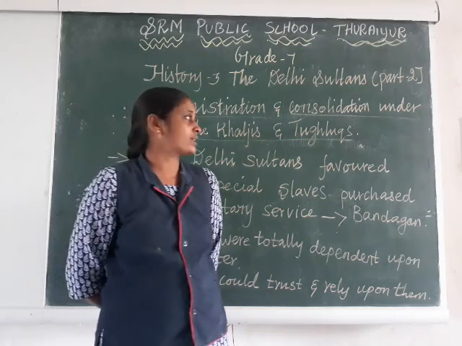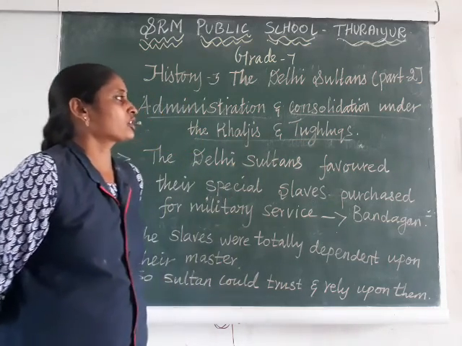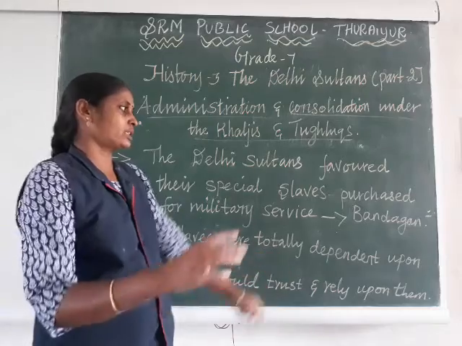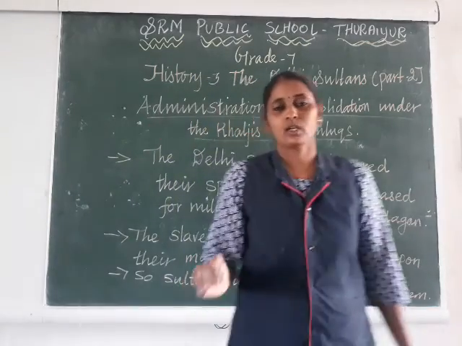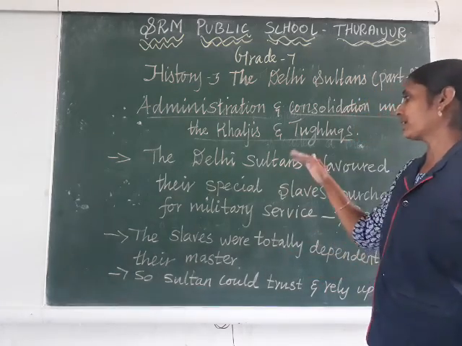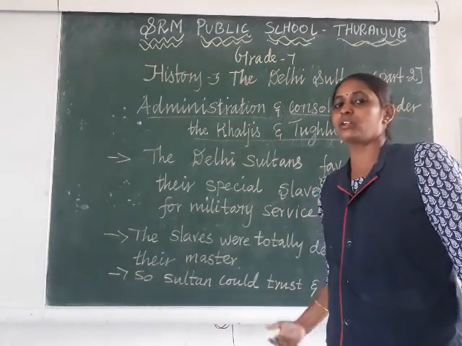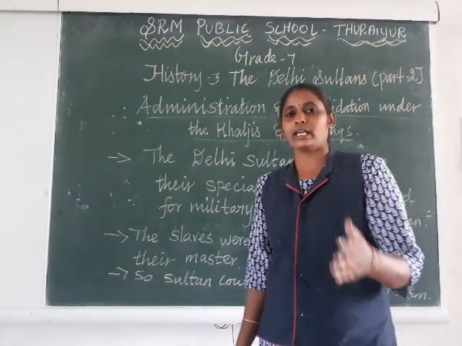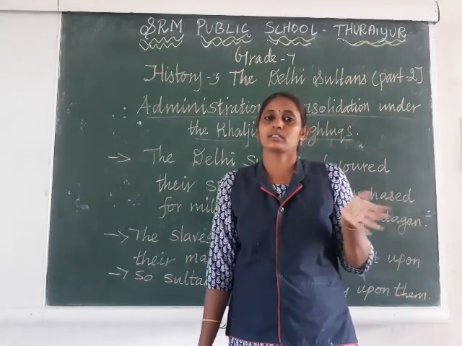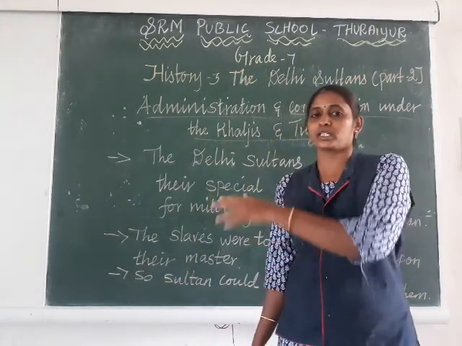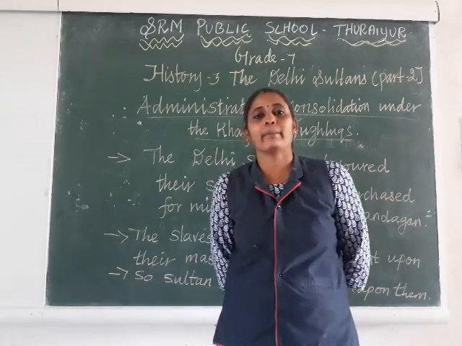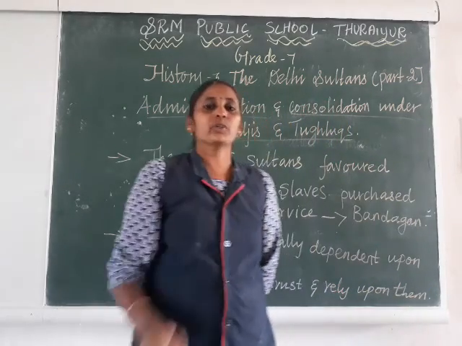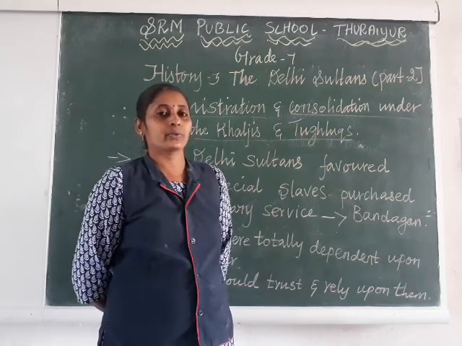So the next topic is administration and consolidation under the Khilji and Tughlaq dynasties. What we are going to discuss in this topic is the administration method, particularly what the Khilji and Tughlaq kings followed. Before we enter this topic, I already said the Muslim kings purchased slaves in the market. When we discussed Qutbuddin Aibak, I spoke about the importance of slaves during the time of Muslim kings' rule.